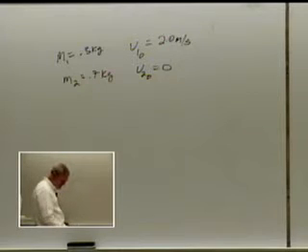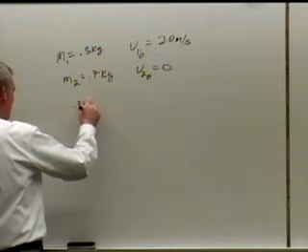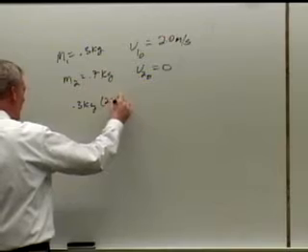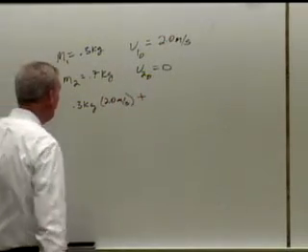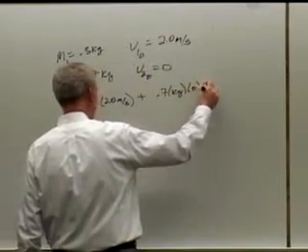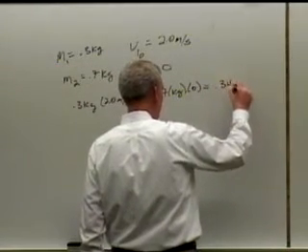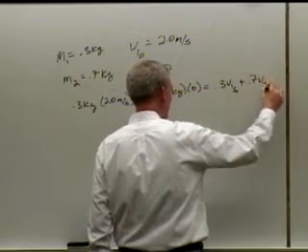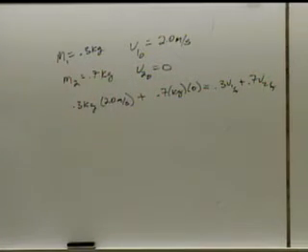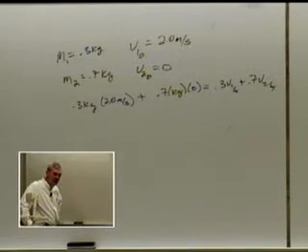Now, this just gets ugly beyond belief if we actually did this. Let me at least get it started. We have 0.3 kilograms times 2 meters per second plus 0.7 kilograms times 0. That equals 0.3 times V1 final plus 0.7 times V2 final. Uh-oh, how many unknowns do I have here? Two. But it's an elastic collision, so what else can I throw in there?